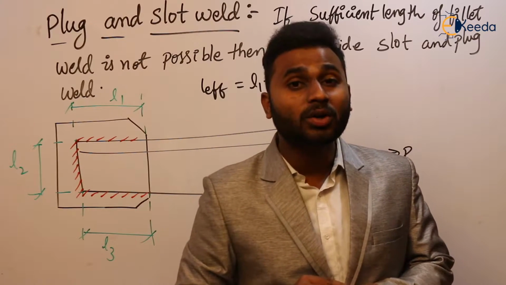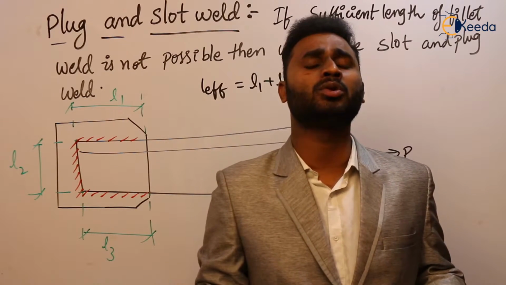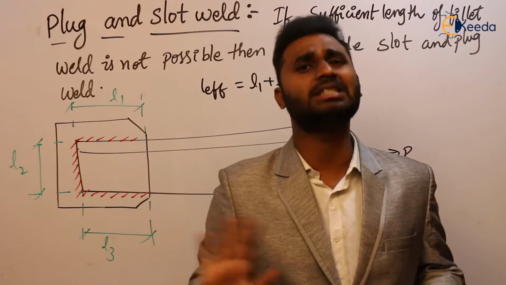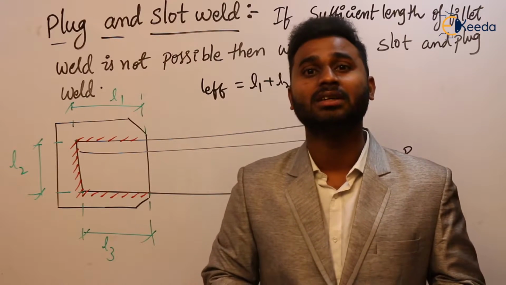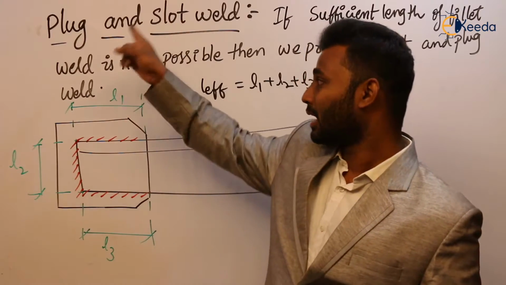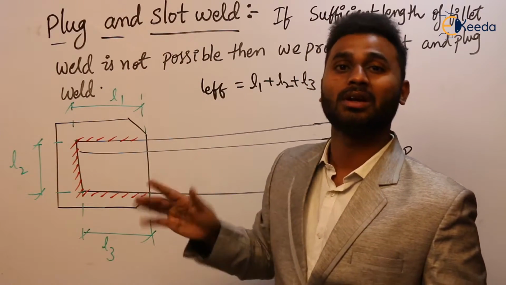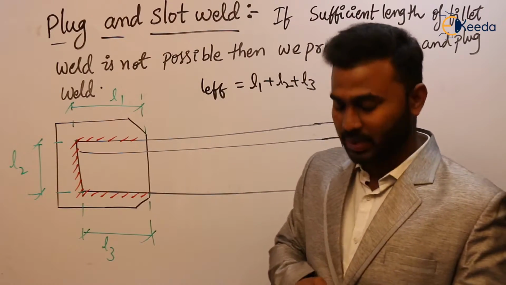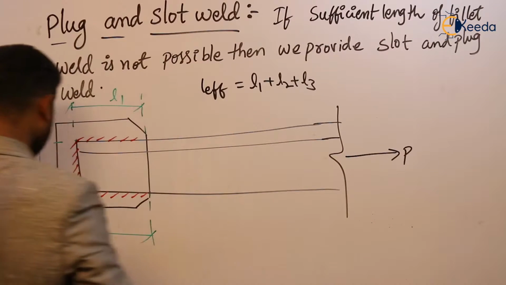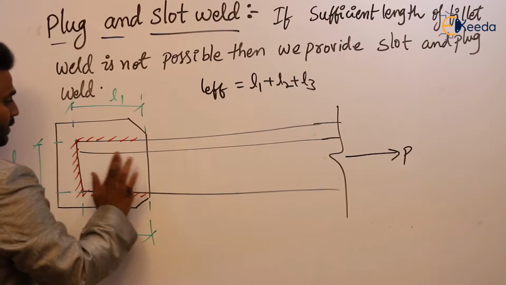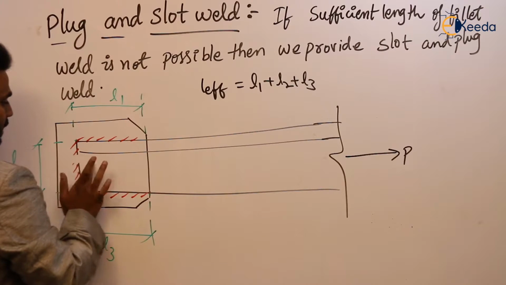So for that, what to do? The restriction is there for overlap. So now we are not supposed to increase the length. Then what is the condition? As I said, the alternative is providing plug and slot weld. Now how to provide it? Simply make a cut here.